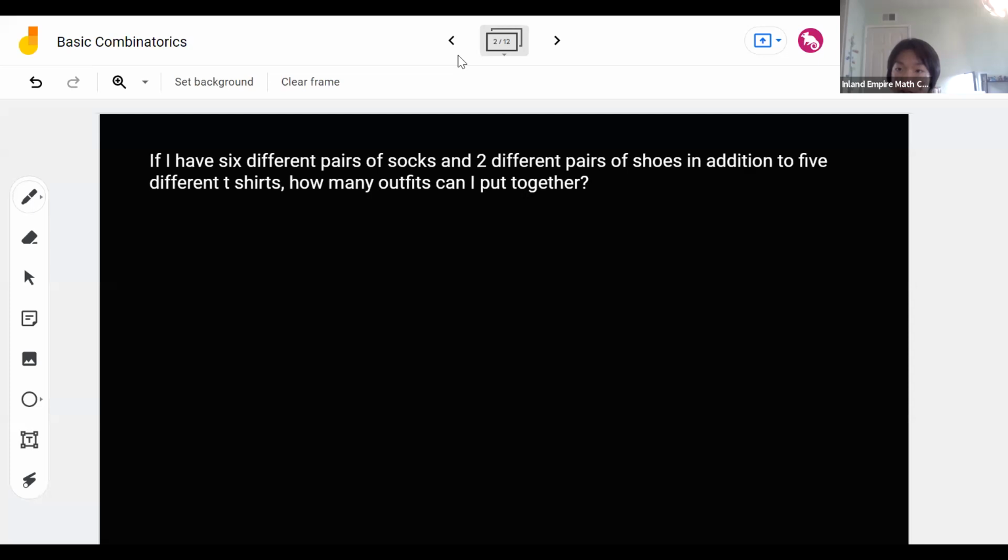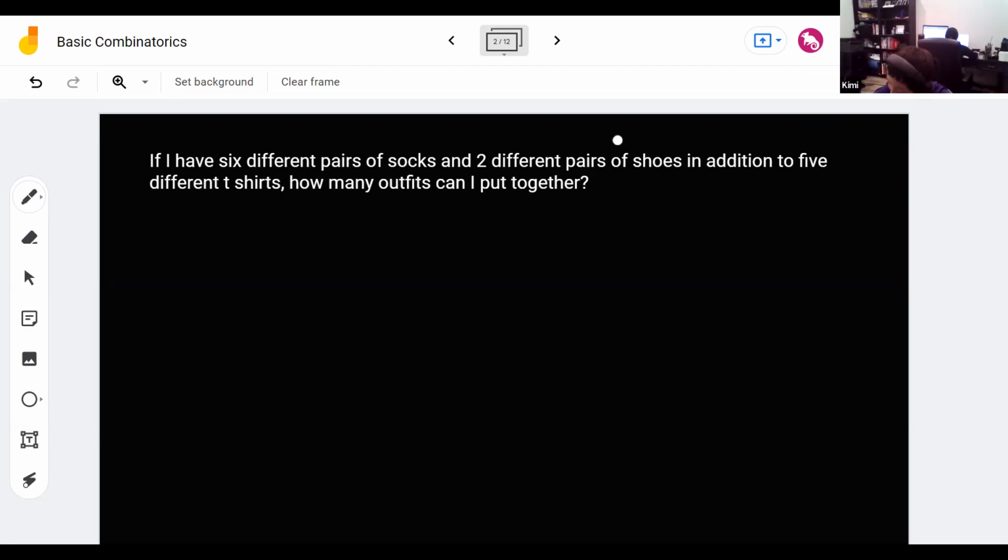Okay, this is a slightly more challenging problem. If I have 6 different pairs of socks and 2 different pairs of shoes, in addition to the 5 different t-shirts, how many outfits can I put together here? This is slightly harder than the previous one. Loy says it's 60. Does anyone want to explain their reasoning? Loy or Kimmy, do you want to explain where the 60 came from? Kimmy, go ahead. 6 times 2 times 5.